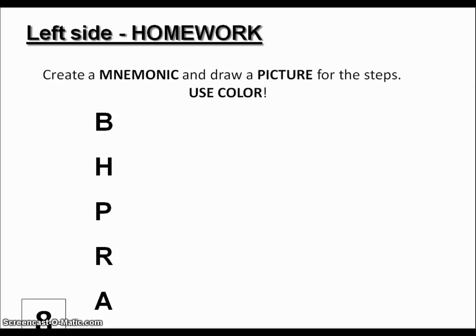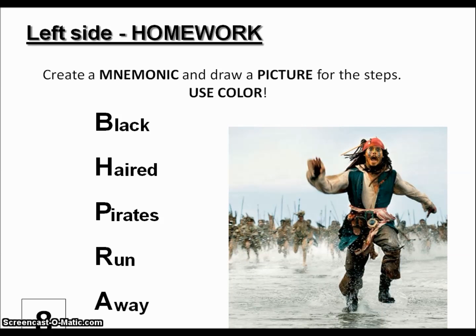Now here is my example, and just take a look at what page number this should be on. This is a left-hand side. We took our notes on the right-hand side. Now this is on the left-hand side. So you're going to take the 5 letters, the B, the H, the P, the R, and the A, and you get to be creative with that. So here's my example, and if you want to, you can use my example this time, or you can come up with one on your own. So for me, this is how I remember the steps of the scientific method. Black-haired pirates run away. And that would be a picture that I would draw to go along with it, just to kind of remind myself what the steps are.